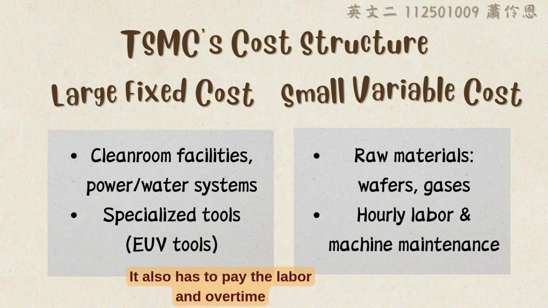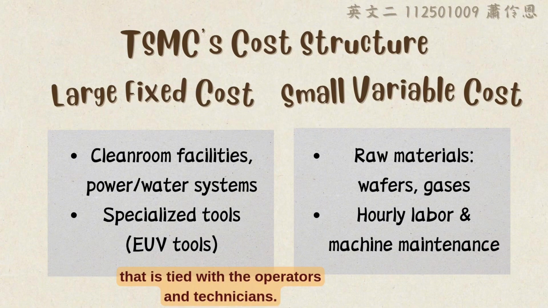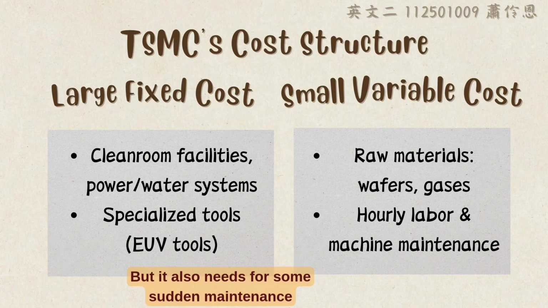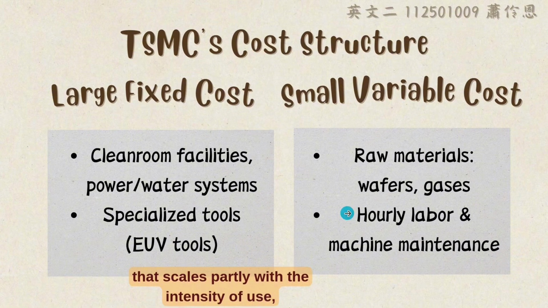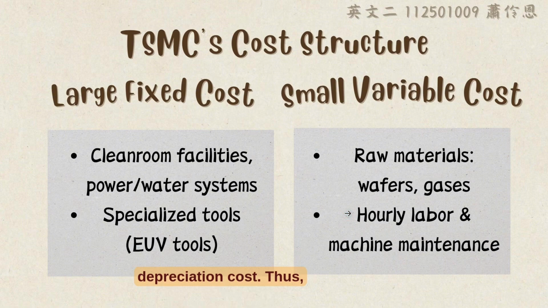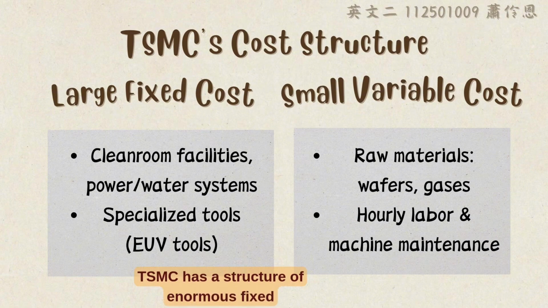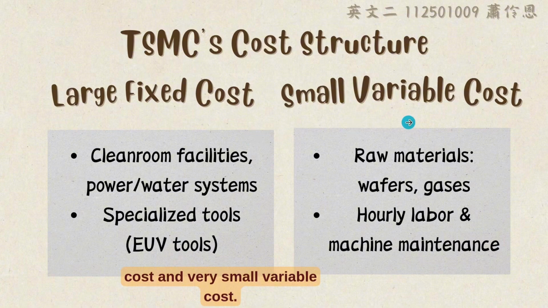It also has to pay the labor and overtime salary that are tied with the operators and technicians. But there's also a need for some sudden maintenance for machines that scales partly with the intensity of use, depreciation cost. Thus, TSMC has a structure of enormous fixed cost and very small variable cost.